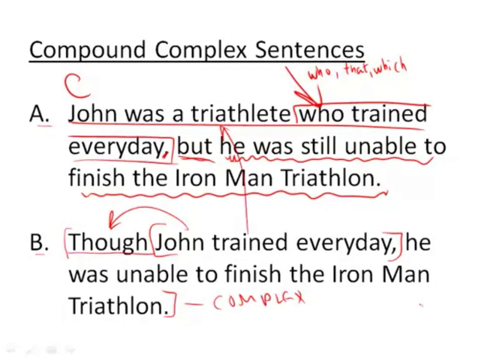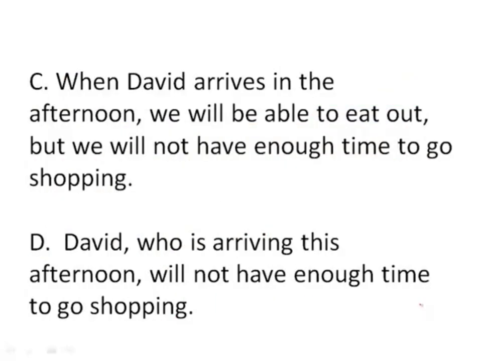So again, when you're writing, you want to be able to vary up your sentence structure. And if you want to say that John is a triathlete in B, but you can't squeeze it in there, then you may want to write a sentence like A, where you can squeeze it in there, but in doing so, you're going to change it from a complex to a compound sentence. That's absolutely fine as long as you remember your punctuation, and in this case here, your coordinating conjunction. Okay, let's take a look at a couple more.